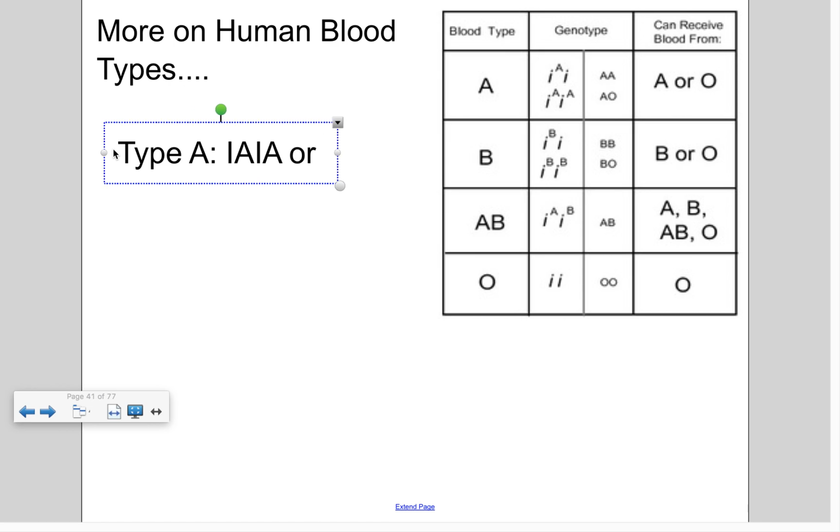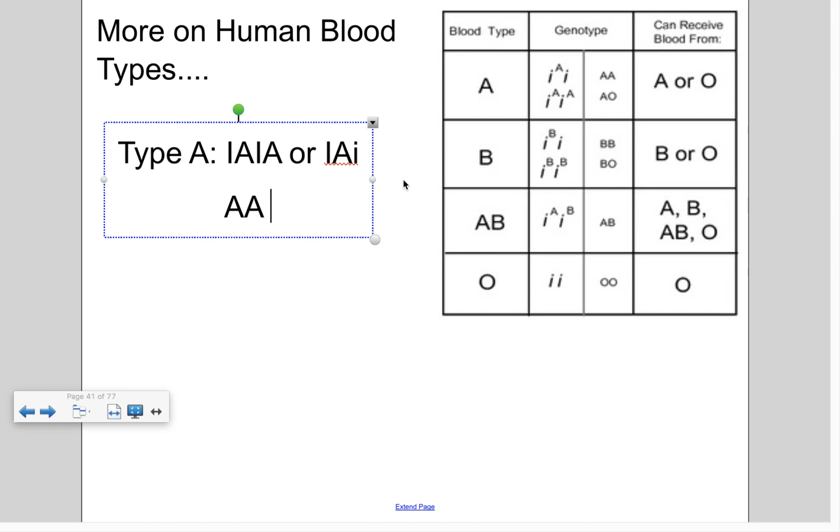But you could also be I^A, little i. And this means you'd be a hybrid. Now, this little i stands for the type O. So you can see up here, I just wish they did capital I's. So it's capital I, A, capital I^A with a little i. I think on one of your homework assignments, I would also accept, so if you were I^A i, I would accept AA. Or, in this case, this would be IO.